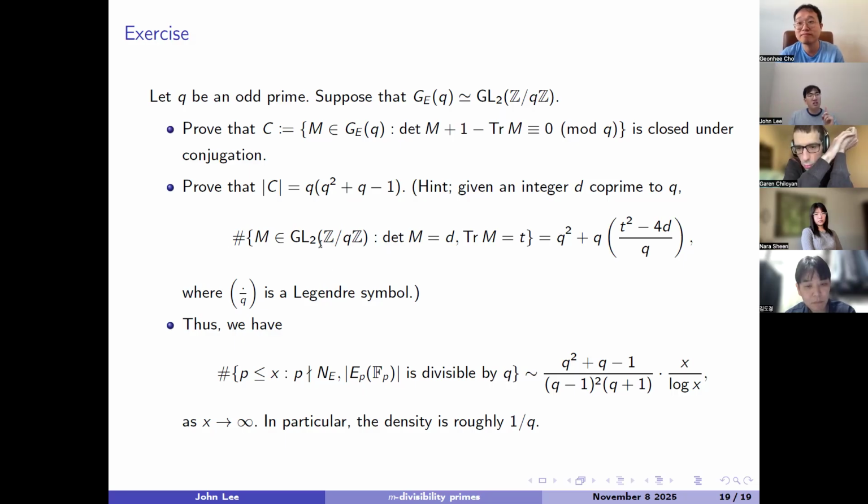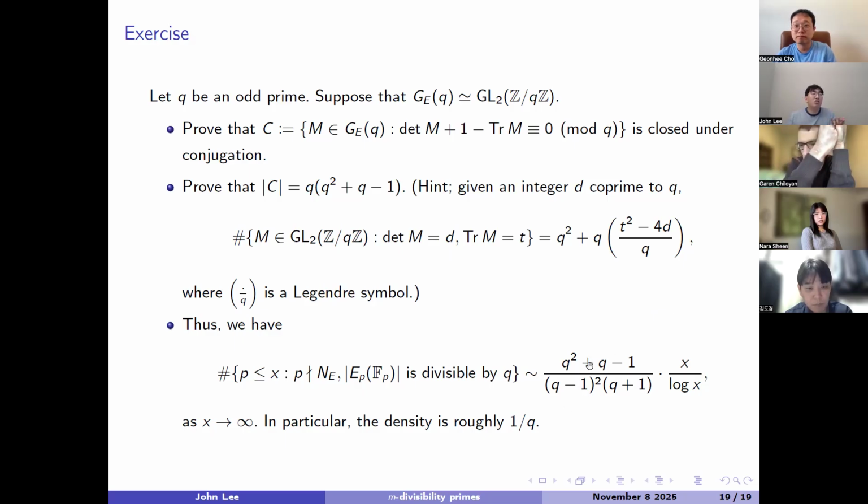Actually, there is a very nice formula for counting the matrices in GL2 of Z mod QZ with fixed determinant and fixed trace. So you can just run over all the D and T satisfying the property, and you can find this size. Therefore, by Chebotarev's density theorem, the density should be this one over the size of GL2 of Z mod QZ, which is Q squared minus 1 times Q squared minus Q. And you can simplify to get this one.